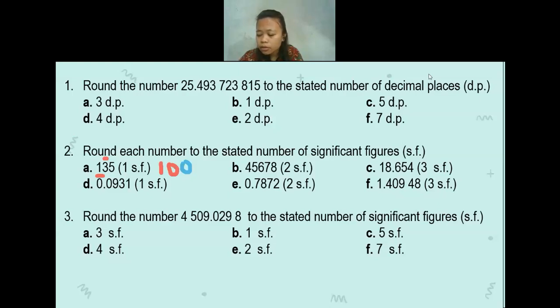Teacher, for 2B, is it 46,000? Yes, Stanford, 46,000, correct. Please can you try it first? Give your friends time to do it first. After I check the attendance, we will be discussing it.